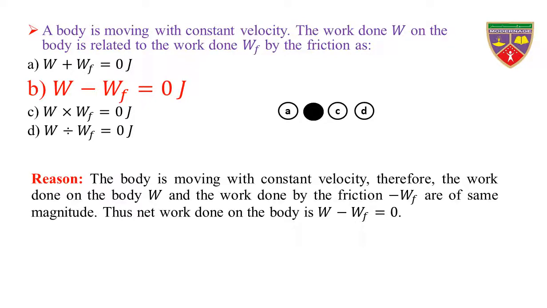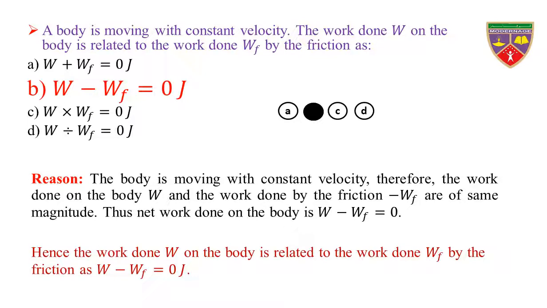The reason is the body is moving with constant velocity. Therefore, the work done on the body W and the work done by the friction minus WF are of the same magnitude. Thus, the net work done on the body is W minus WF, which is equal to 0. Hence, the work done W on the body is related to the work done WF by the friction as W minus WF is equal to 0 joule.